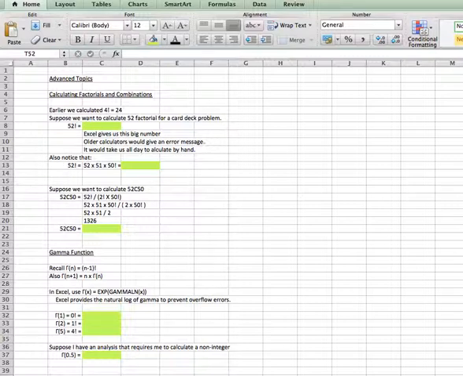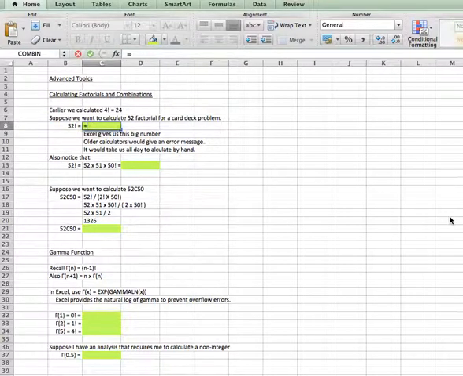Okay, this is the last set of examples that I have for you on this topic, and I consider these to be advanced topics. The first topic here is on calculating factorials and combinations. Earlier we calculated that 4 factorial equals 24. But suppose we want to calculate a much bigger number, such as 52 factorial, as part of the card deck problem. So let's just do that with Excel.